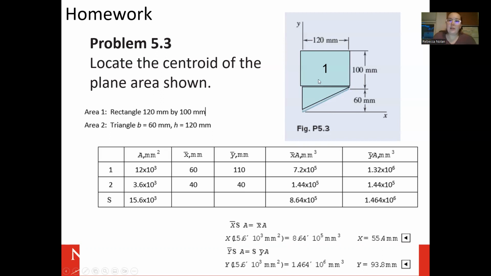And then our rectangle, it's going to be the halfway point. So x bar is going to be, probably the easier one there to see, 60. And the y bar for this one is going to be halfway up the 100, but don't forget to offset that 60, that this is offset. So it's going to be 50 plus 60 is 110. Multiply, do our arithmetic, and we come to our final answers.